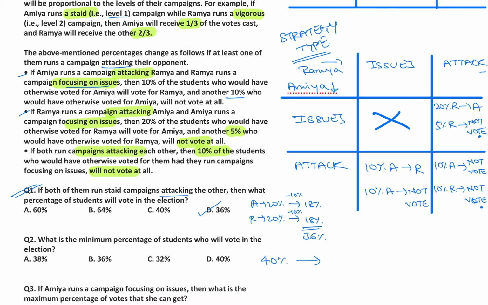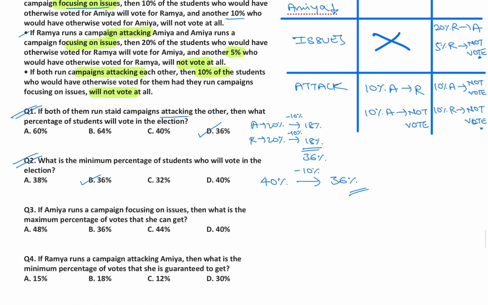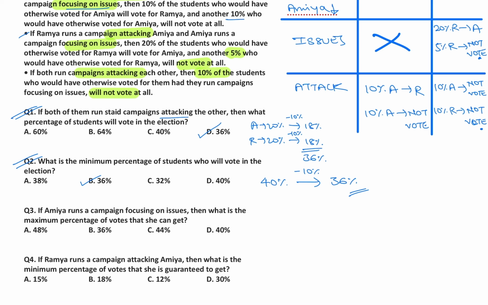So that will really give me the minimum percentage of the students. So I'll take a condition where Rama and Amya both are attacking, and 10% of voters will now not vote, 10% of R will not vote, which means that overall 10% will now not vote. So this will be 36 percentage. So the answer to my second question will be option B. Let's move on to the third question.